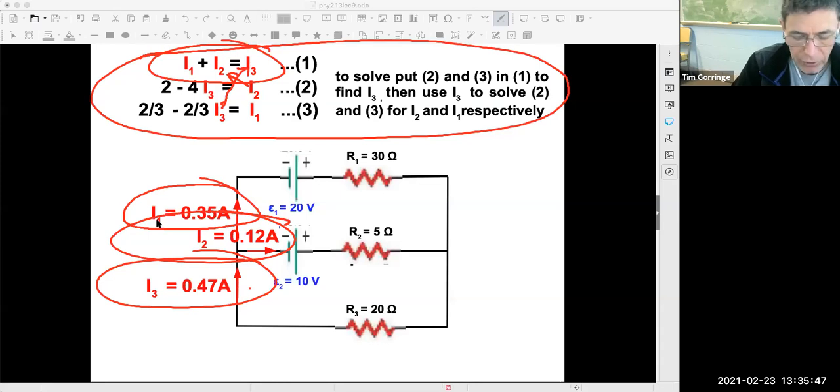And so now we know the currents. And we know, in a sense, the entire circuit. We know how the circuit is functioning. We know how the circuit is working. And so that's a big achievement.